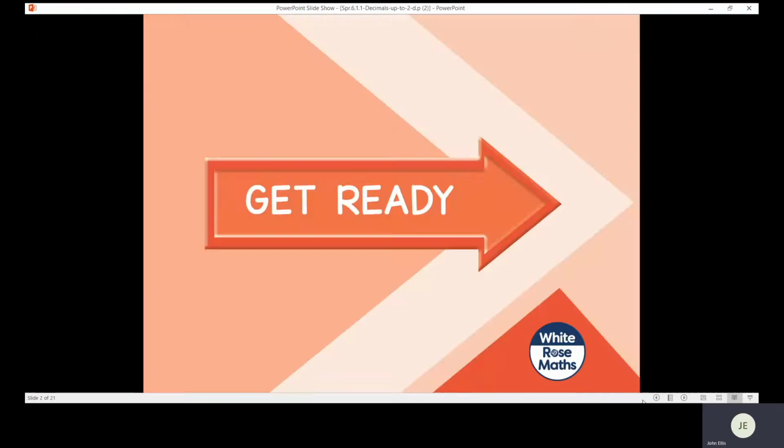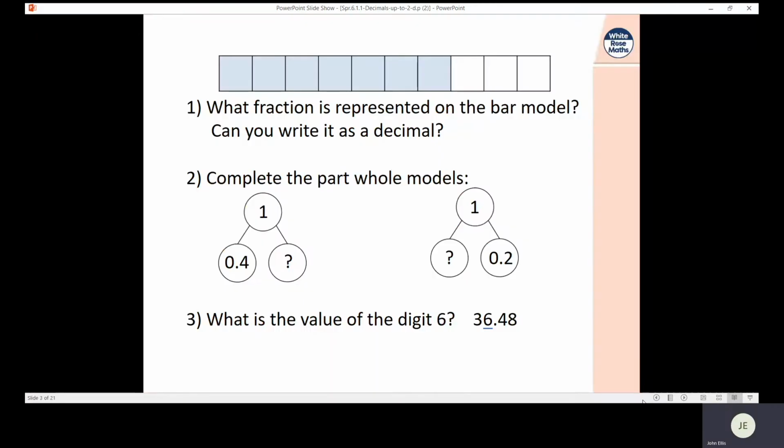Okay, so initial questions. I've got questions 1, 2, and 3. Question 1 says, what fraction is represented on the bar model, and can you write that fraction as a decimal? Number 2 says complete the part whole model. So what it means is 0.4 and a number will total 1. 0.2 and a number will total 1, or 1 whole. And then what is the 6 worth in the number 36.48?